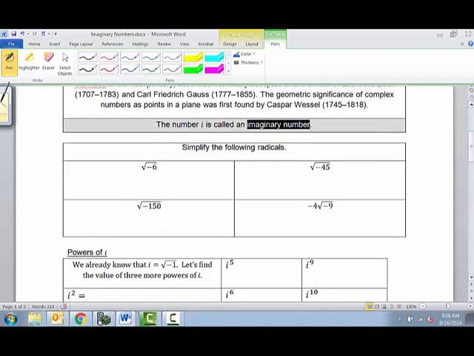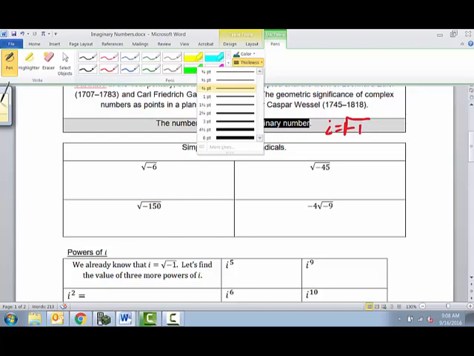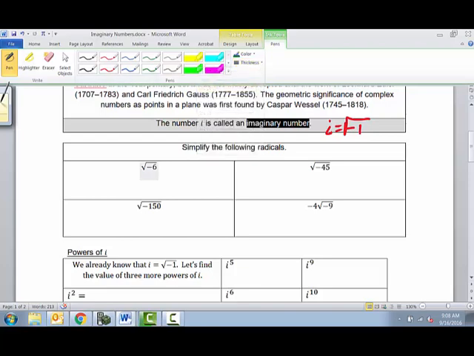So the number i is called an imaginary number. Again, i is the square root of negative 1. Not negative 1, but the square root of negative 1. So what do we do with this? Why do we care? Well, now something like this problem we can do, or at least do something.